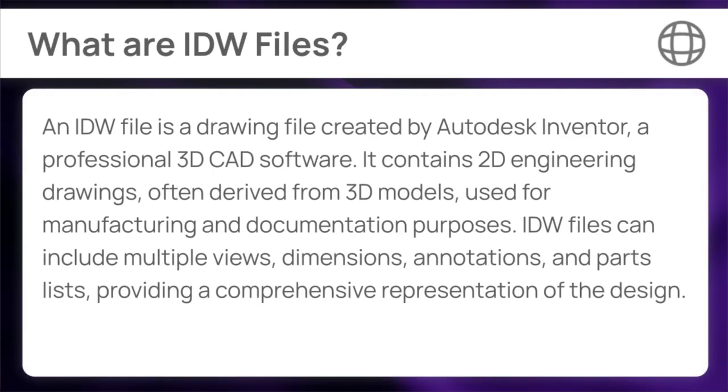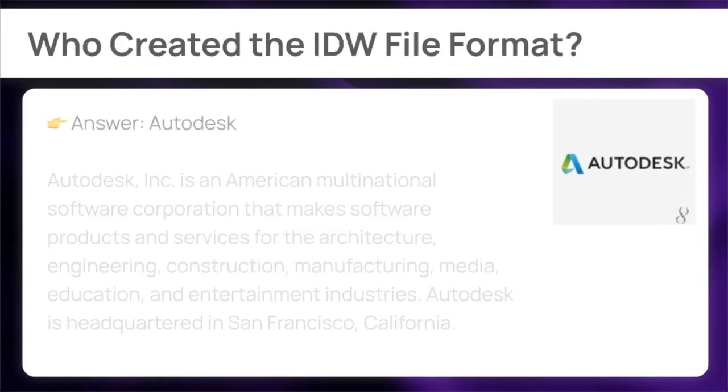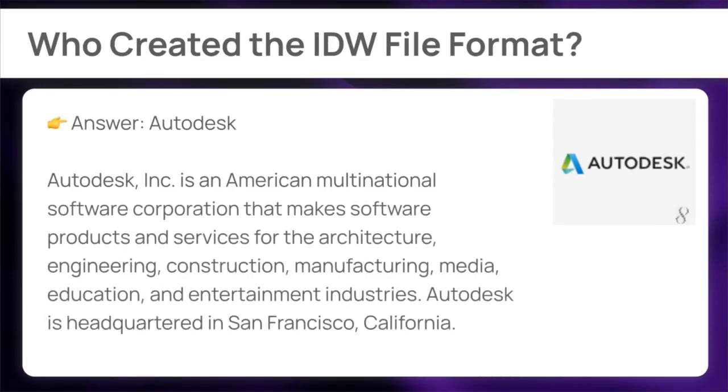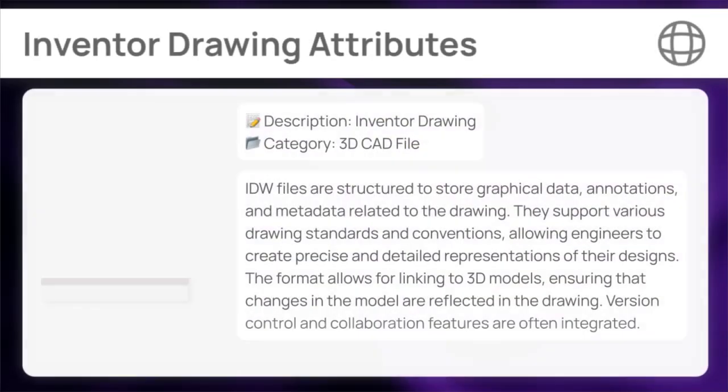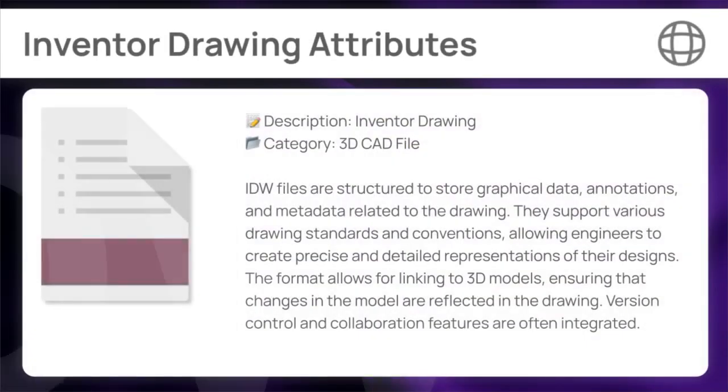It contains 2D engineering drawings, often derived from 3D models, used for manufacturing and documentation purposes. IDW files can include multiple views, dimensions, annotations, and parts lists, providing a comprehensive representation of the design. IDW files are structured to store graphical data, annotations, and metadata related to the drawing.